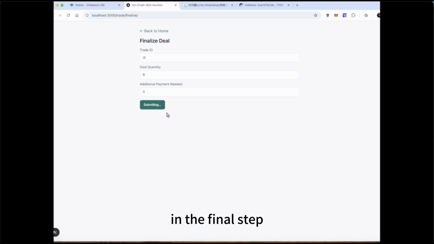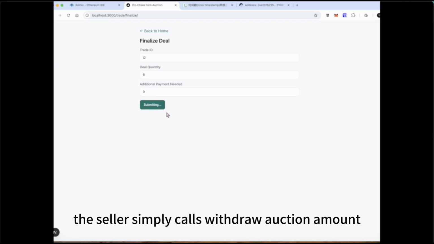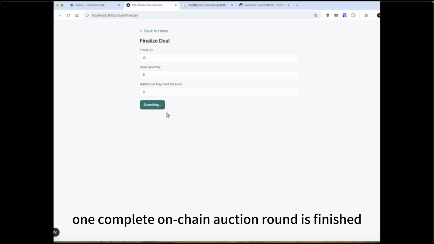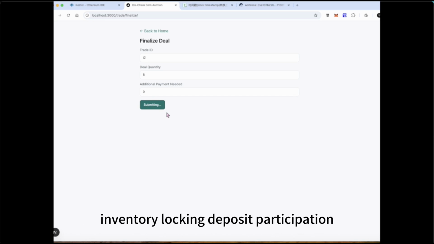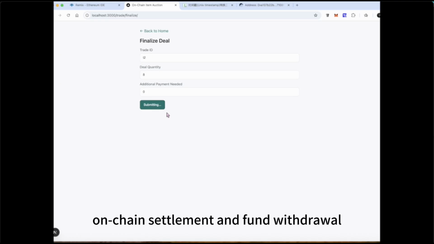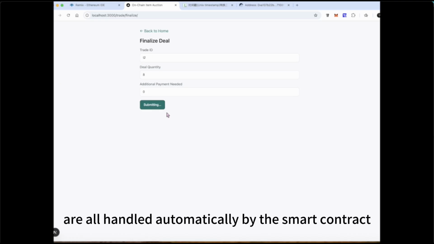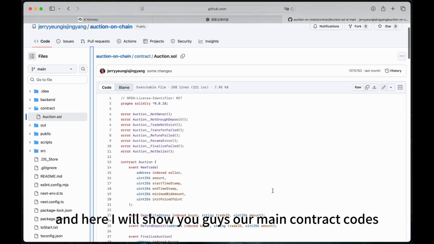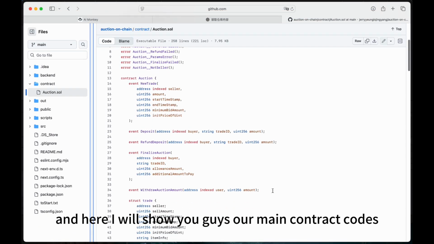In the final step, the seller simply calls withdraw auction amount to take the earned ETH out of the contract safely. At this point, one complete on-chain auction round is finished. Inventory locking, deposit participation, on-chain settlement, and fund withdrawal are all handled automatically by the smart contract. Well, here I will show you guys our main contract codes quickly.